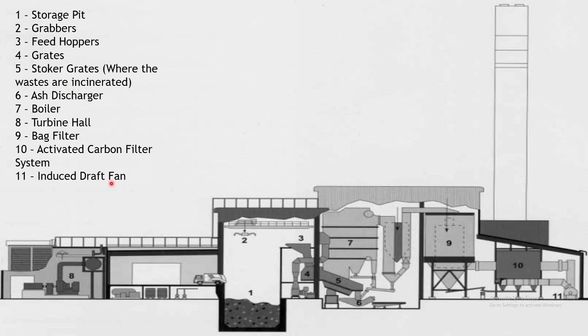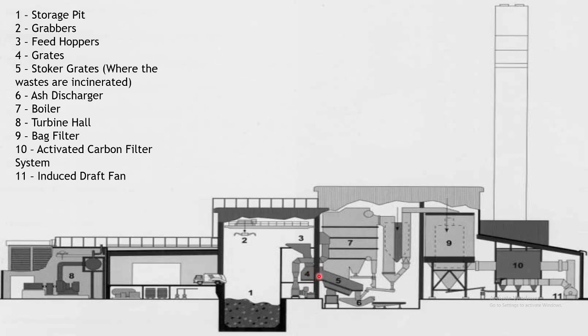The first one is the storage pit. This is the storage pit where all the garbage is dumped. The second one is the grabbers, where it grabs the garbage and puts it in the feed hoppers. The garbage goes to the feed hoppers and then goes to the grates where it's going to be shredded.